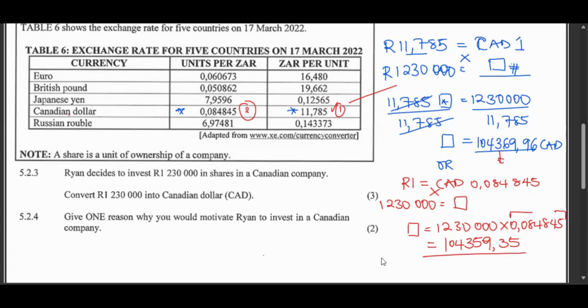$9.35. These are Canadian dollars. You could have used that side also. Then they're asking you, give one reason why you would motivate Ryan to invest in Canadian dollar.